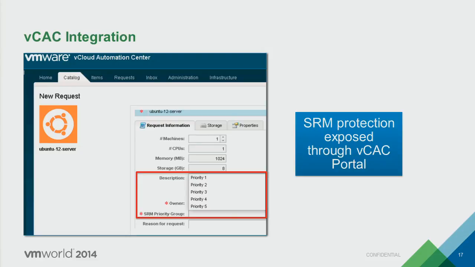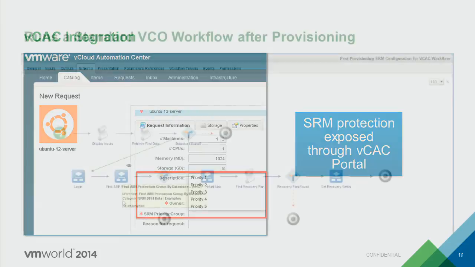So now I'm deploying this catalog item called Ubuntu 12, and all I need to do is choose what the priority is for it within SRM. Configuring it, which data store, all the rest of that stuff, bouncing back and forth between DR and IT and application owners, that's done. It's just simply a matter of selecting the priority, and the VM is automatically protected.